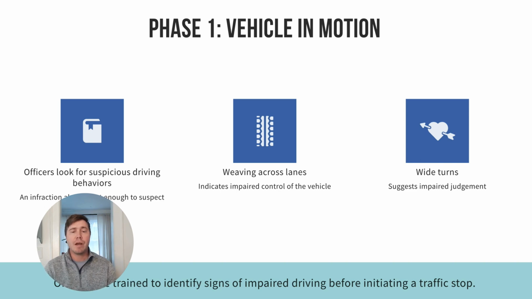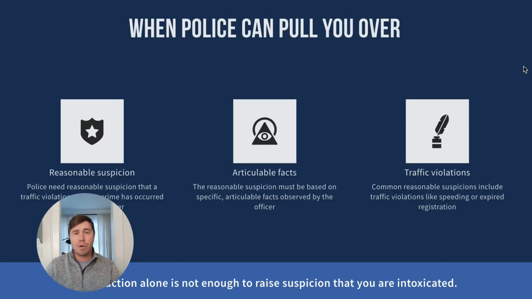So ultimately, the officer's trained to look at several different things while the vehicle's in motion. This is important because an officer just can't pull you over for anything. The officer has to have reasonable suspicion that there's some criminal activity or infraction occurring, and that's going to need to be supported by specific and articulable facts that the officer's going to have to list out as the justification for why they stopped you.